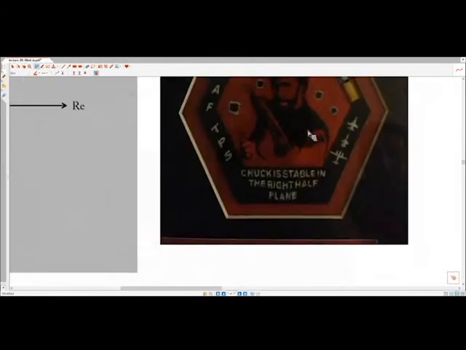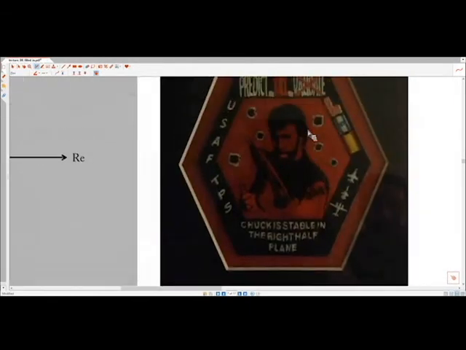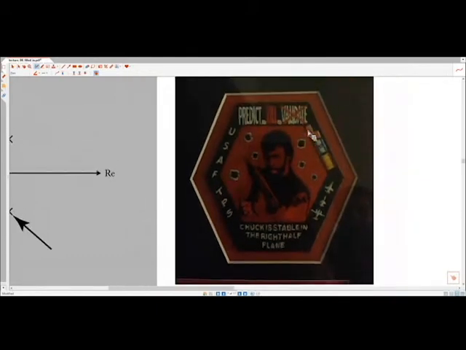All right, so this is a patch. This is not mine. I have a friend who does a lot of control systems on aircraft, and they look at what happens if you lose an engine, and how you still maintain stability. These were the patches they had for their flight jackets for their test. And they have Chuck is stable in the right half plane. Usually with control systems, you try to predict and then validate. Chuck doesn't predict and validate; he just predicts and kills.